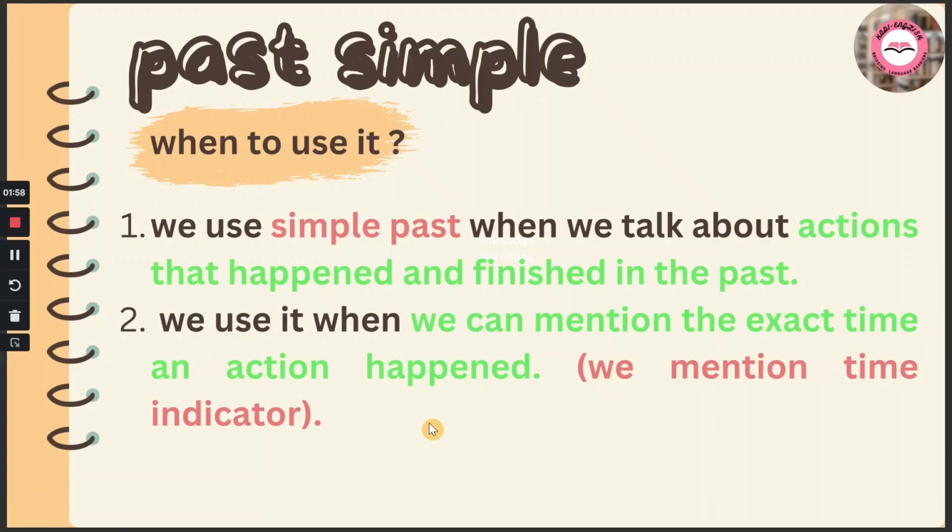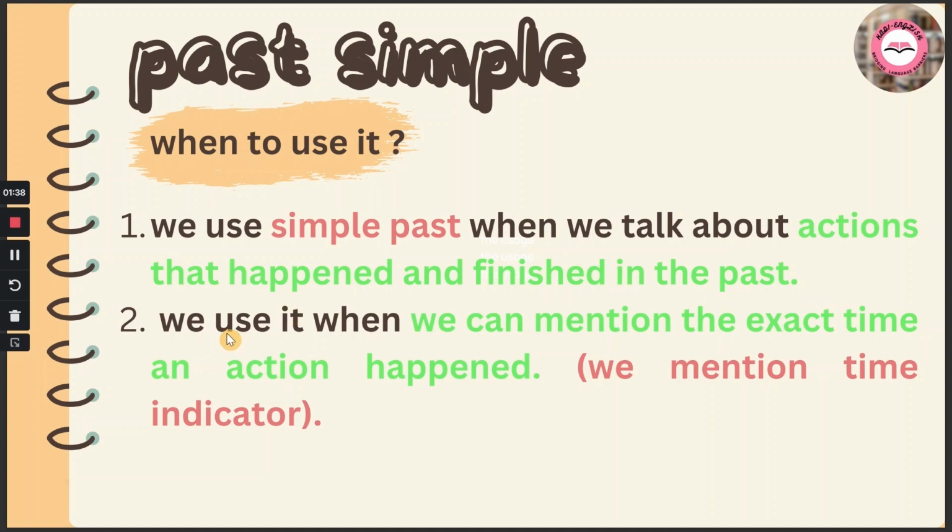Let's start with past simple, and it's really simple, as its name indicates, and I think the majority of you already know how to use it properly. The main usage of past simple is when we want to express actions that happened and finished in the past. So this is the main usage.